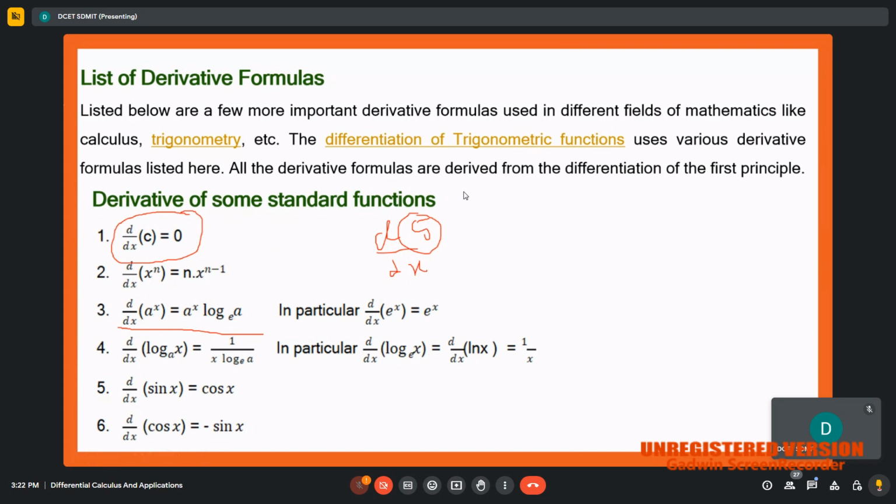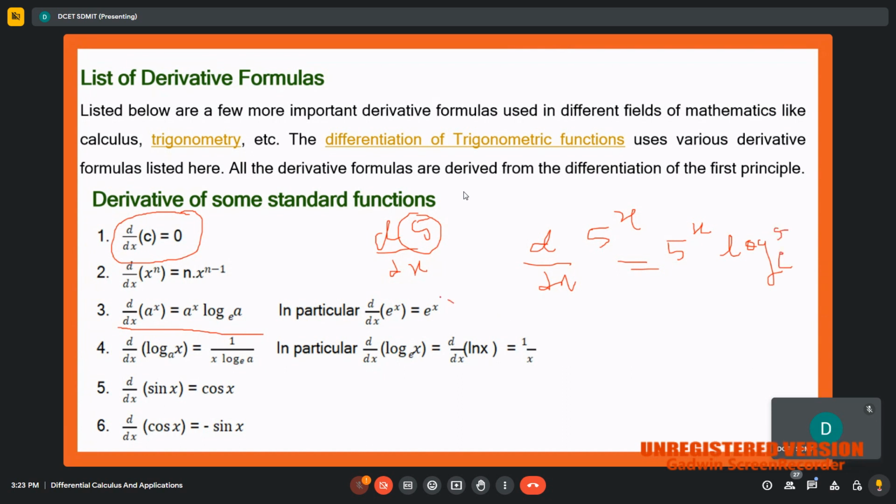Now tell me, apply the third rule, that means the third standard function, and tell me what is the differentiation of 5 to the power of x. In the place of a, what do we have to replace? 5. That means what we have to use here? 5 to the power of x into log 5 to the base e.